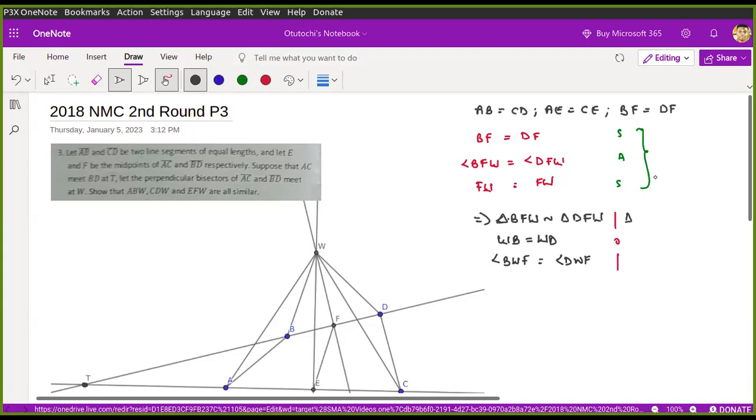So we'll get that triangle AEW is congruent to triangle CEW. And you also get that WA is equal to WC. And angle AWE is equal to angle CWE.